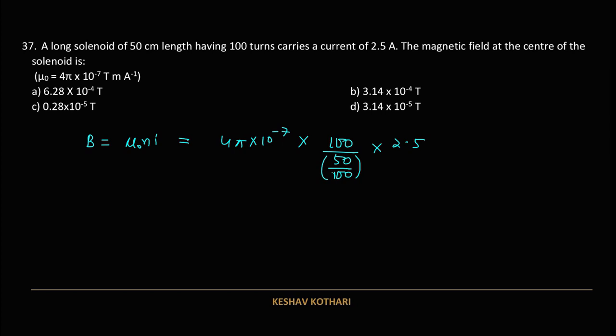So if we solve for this particular problem, we attain a value equal to 6.28 into 10 to the power minus 4 Tesla. That is, it is matching with option A. So 6.28 into 10 to the power minus 4 Tesla is the correct answer. Let us move to the next one.